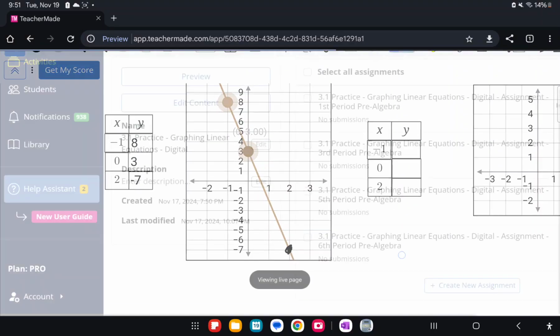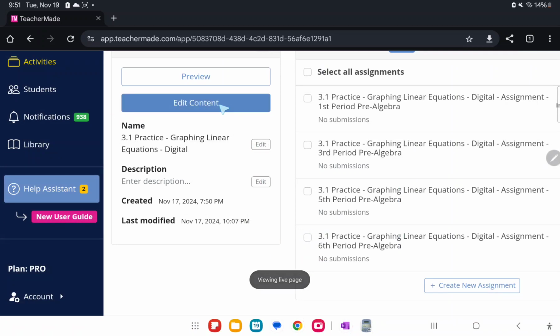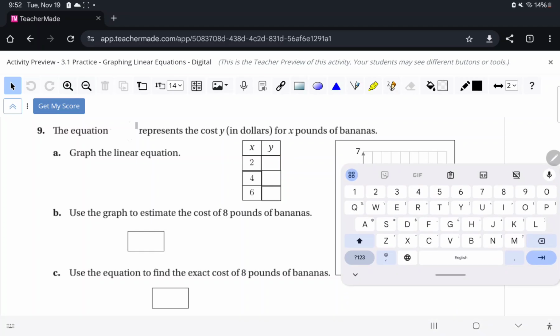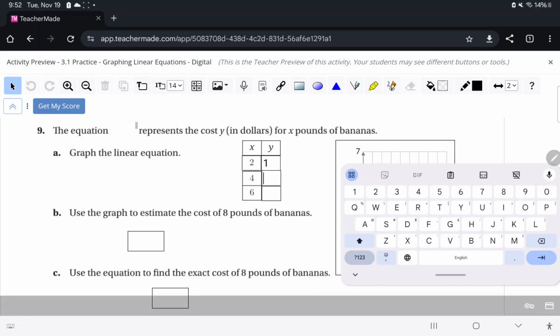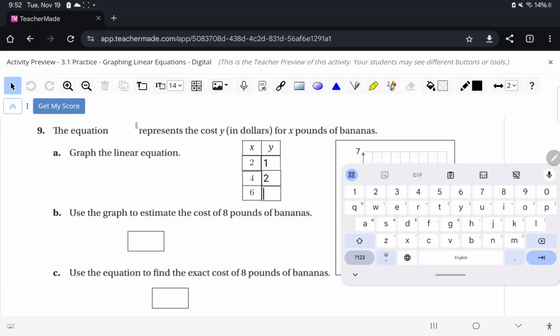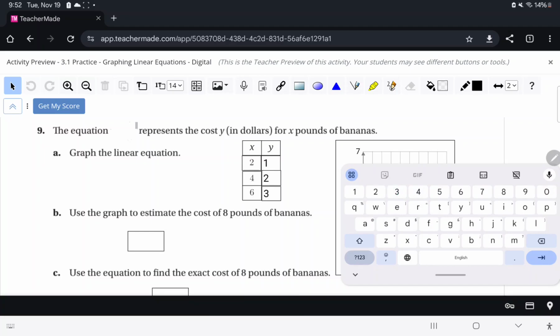All right, so if we scroll, hold on. Nope. If we go to number 9, right here where it has a 2, we're going to put in a 1. The y is 1. When x is 4, y was 2. And then when it was 6, we had a 3. So that's what you're going to put in there.